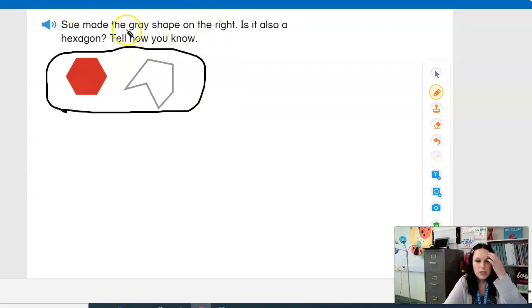So our question is, Sue made the gray shape on the right. So they're talking about this gray shape right here. Is it also a hexagon? Tell us how you know. Well, we have talked about how a hexagon has 6 sides. So let's first count how many sides our red shape has.